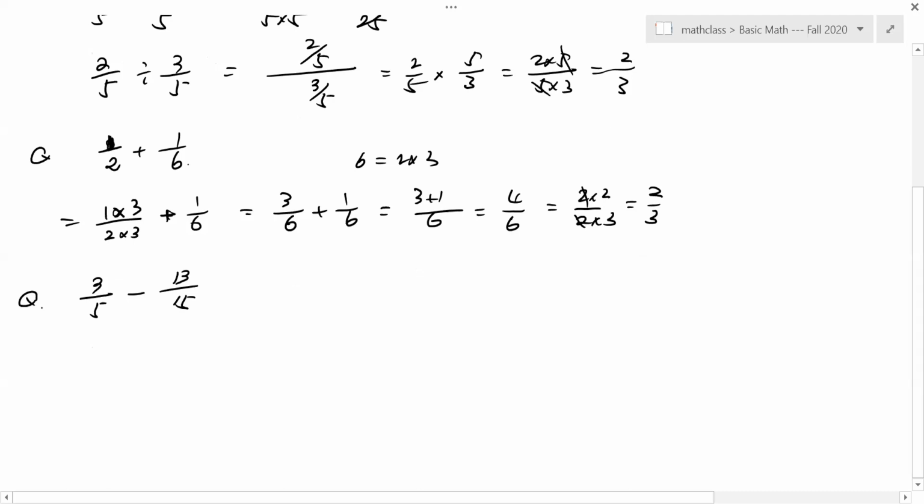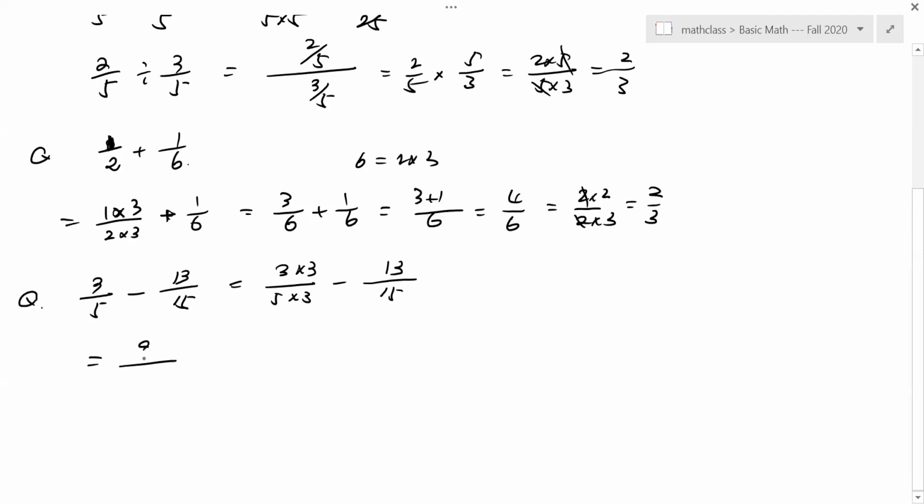As you see that there's no common denominator, right? So you have to make them have a common denominator. 3, 5. I have to multiply by 3, multiply by 3. Okay, then I have a common denominator. Then you can add them together or do subtraction. So it's 9 over 15 minus 13 over 15. So it's 9 minus 13 over 15. So 9 minus 13 is negative 4. Okay, so negative 4 over 15.